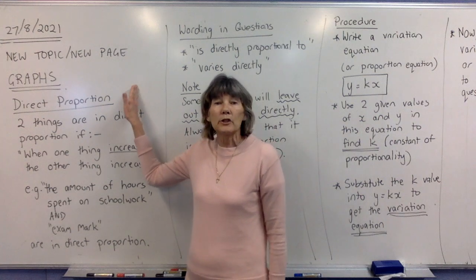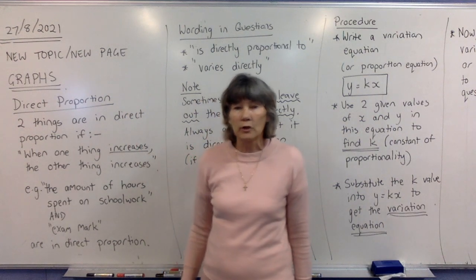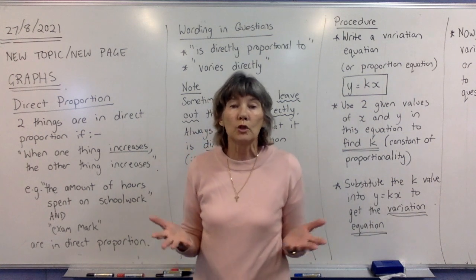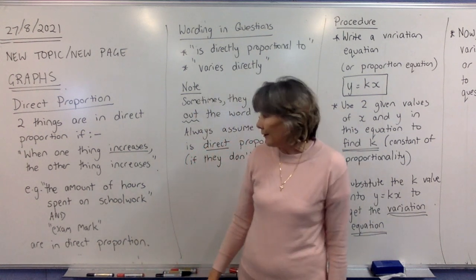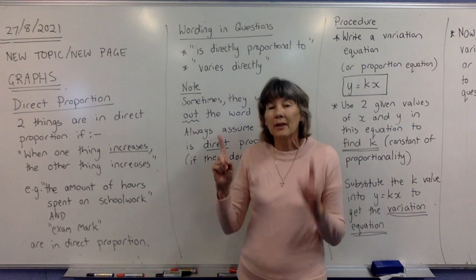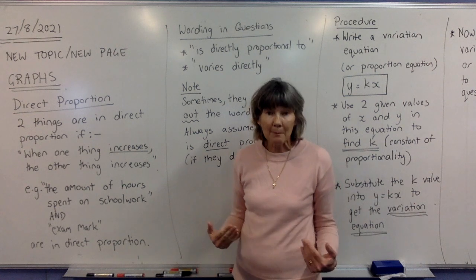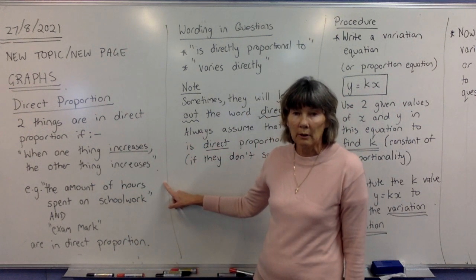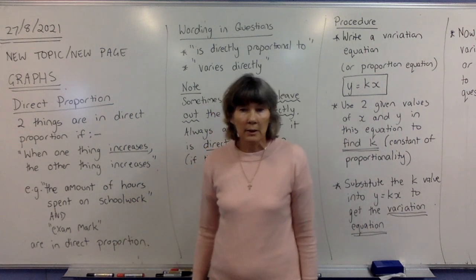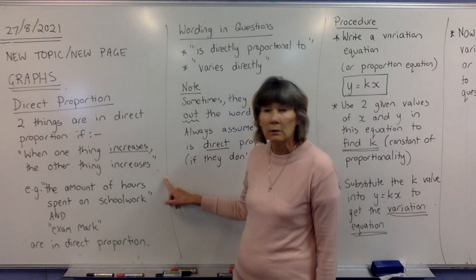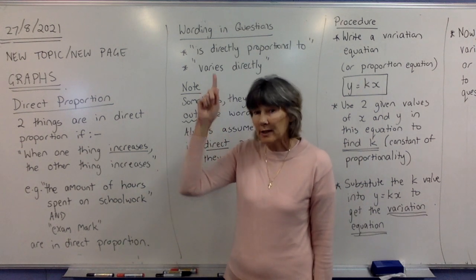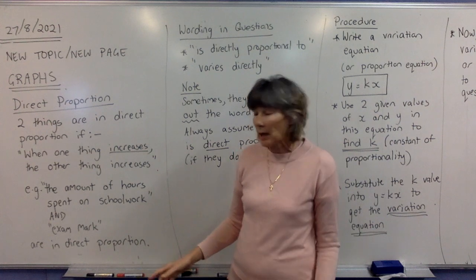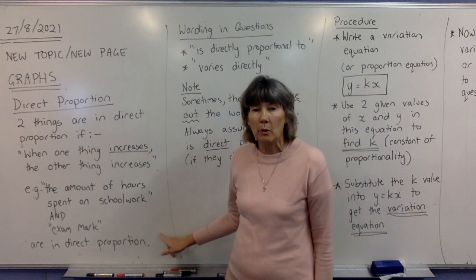All right, so we're starting off with direct proportion, and then next lesson we're going to do indirect or inverse proportion. So with direct proportion, two things or two measurements or two quantities are in direct proportion if, when one of those things increases, the other thing increases. All right, so the same thing is happening. So for instance, we could look at the two things being the amount of hours spent on schoolwork and the other thing being exam mark. So for maths, if you increase the amount of hours spent on your schoolwork, your exam mark will increase as well. Okay, so we would say that those two things are in direct proportion.